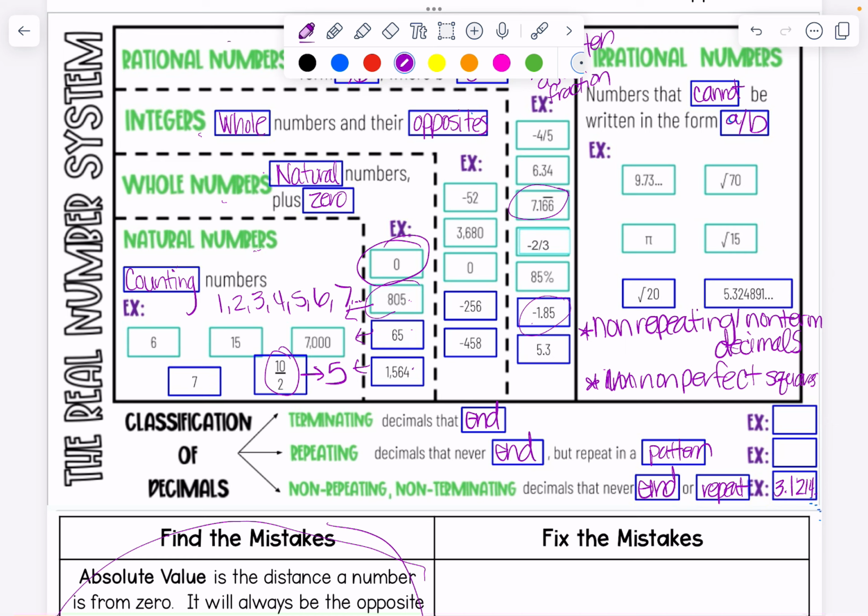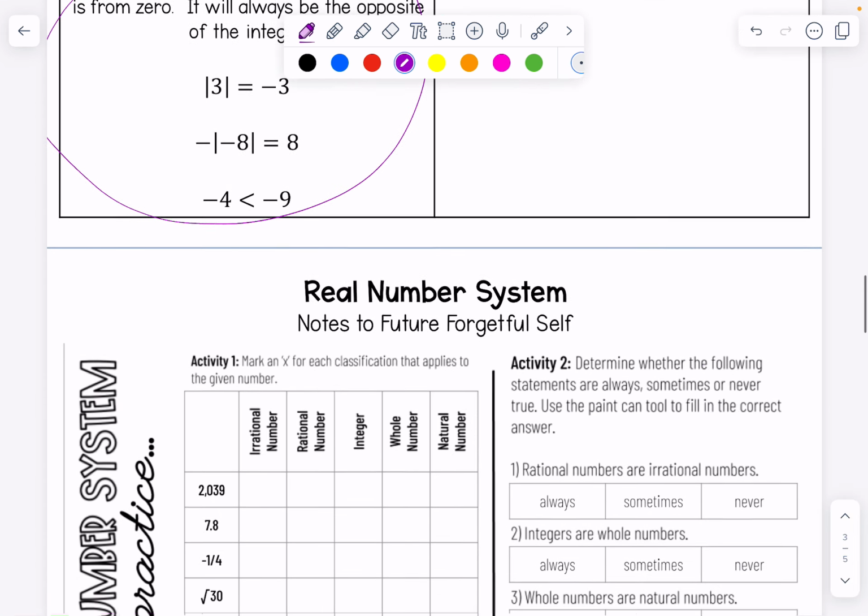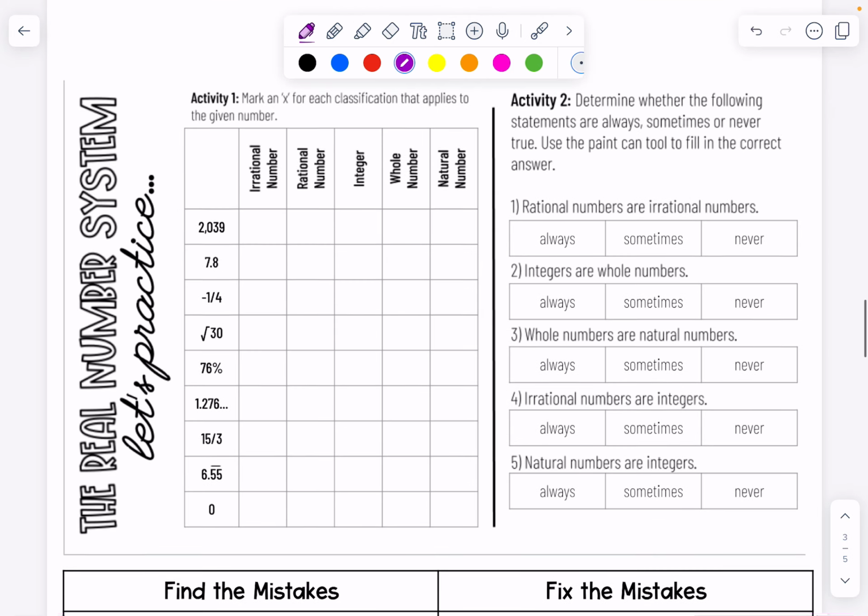So 3.1214 something, something, something, there's never a pattern that repeats. A repeating decimal could be something like 0.3 repeating, and a terminating decimal would be something that stops, like 1.25. I'm going to actually skip that part and come back to it here in a moment.